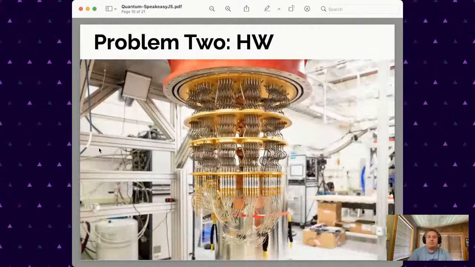Problem 2, the hardware to run this. If you imagine that if anything hits something that's in superposition, it's going to drop out of superposition. You can't have this be in open air. So something like this that you might see a picture of in the news, they put it inside of a vacuum, they cool it down to absolute zero so that the molecules aren't moving around like that. They sometimes use lasers to shoot them into not moving around so much, something called laser cooling.